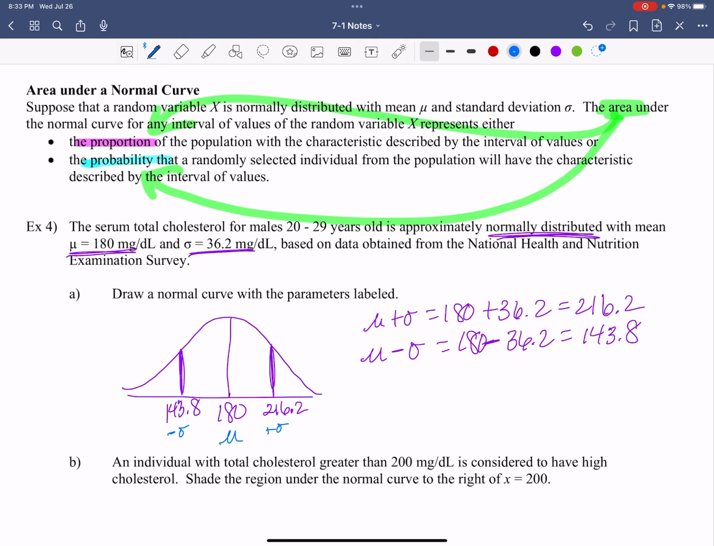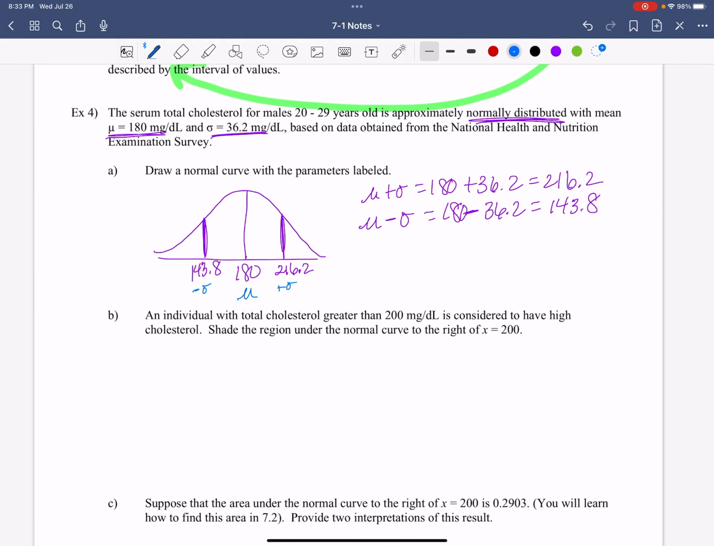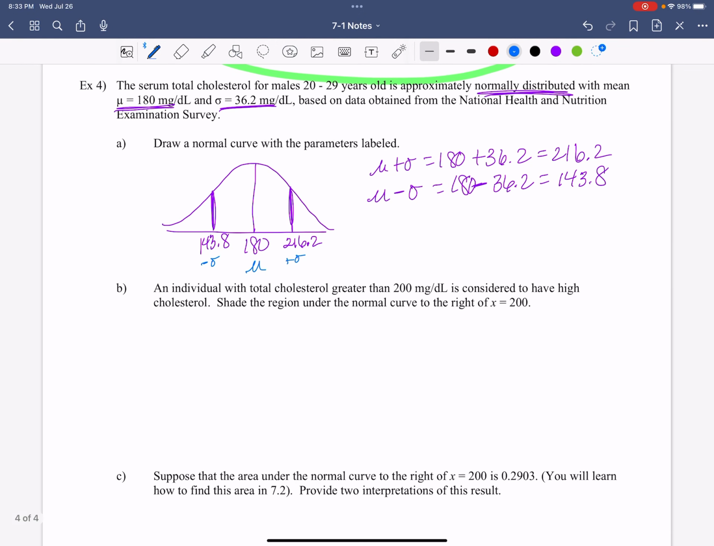Cool. Yeah. I mean, we're not getting too fancy here. It's just exactly what you think it would be. That's what's happening. All right. So an individual with total cholesterol greater than 200 is considered to have high cholesterol. Shade the region under the normal curve to the right of x equals 200. Basically, this is just making sure you understand what the normal curve is and what is happening here.